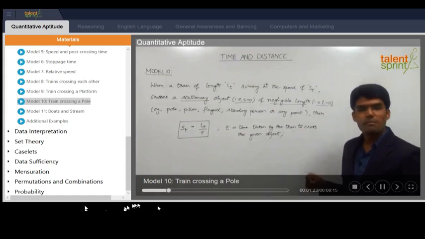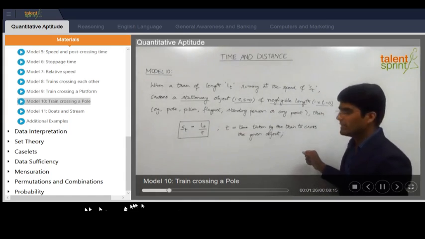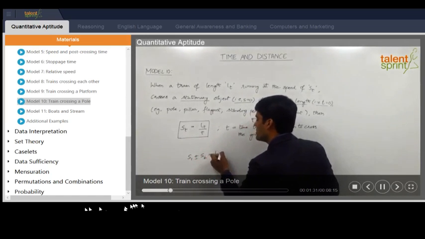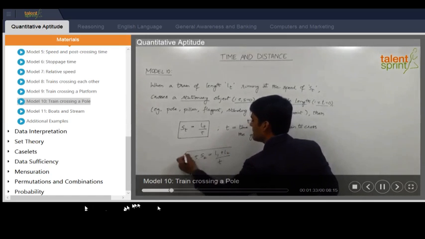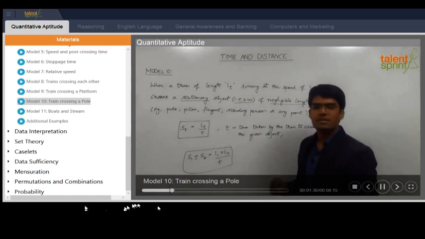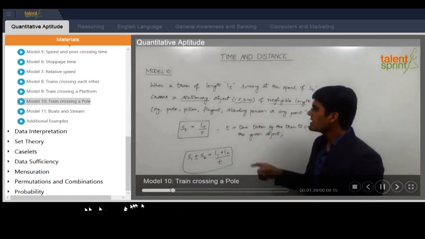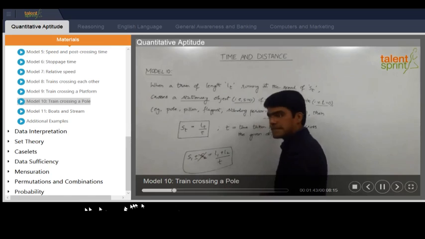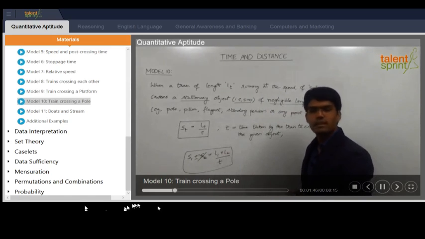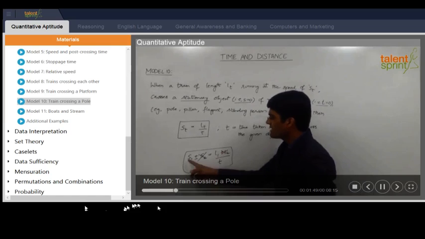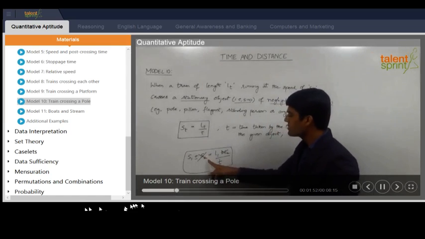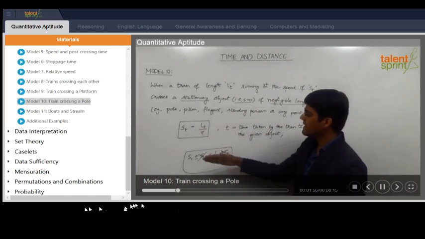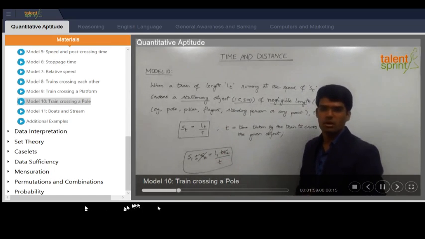Again, if we compare this equation with the basic one, that is when two trains are running in opposite or same direction, S1 plus S2 equals L1 plus L2 by T, we find that it is only a special case of this given equation. Here, as you can see, the speed of the second body is 0. So S2 is 0 and hence it is neglected, and even the length of the second body is 0. So the equation is S1, that is speed of the train, equals L1, length of the train, divided by time. So this is only a special case of the equation that we have discussed in model number 8.